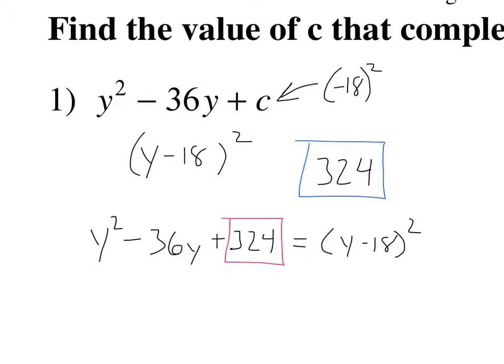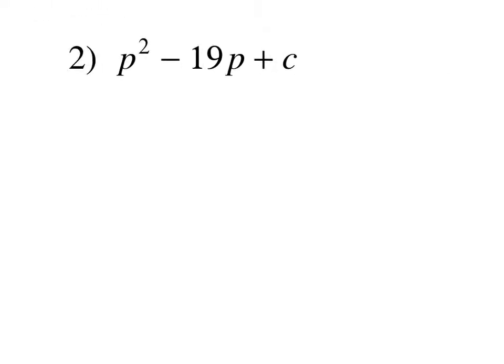Okay? Now, take a look at number 2. Number 2 is slightly different, but it's actually the exact same process. The process doesn't change. The numbers we're using are different. Because if we go through and do this, what's the issue you're running into? Well, half of negative 19 isn't an even number. That's the issue, because 19's odd.